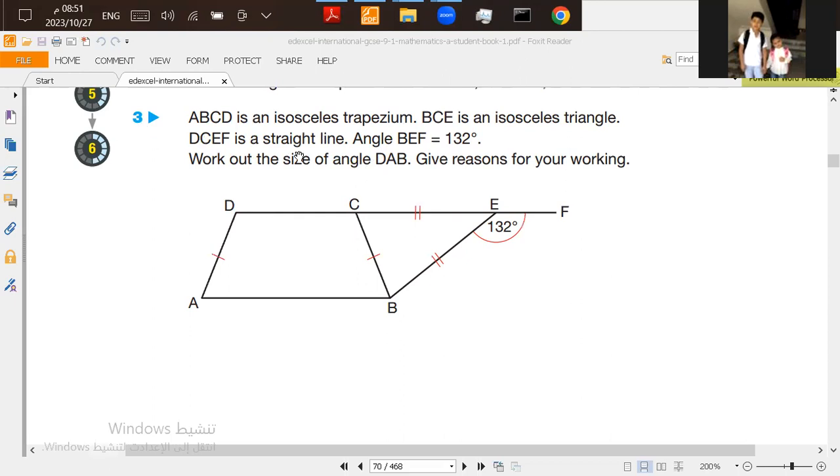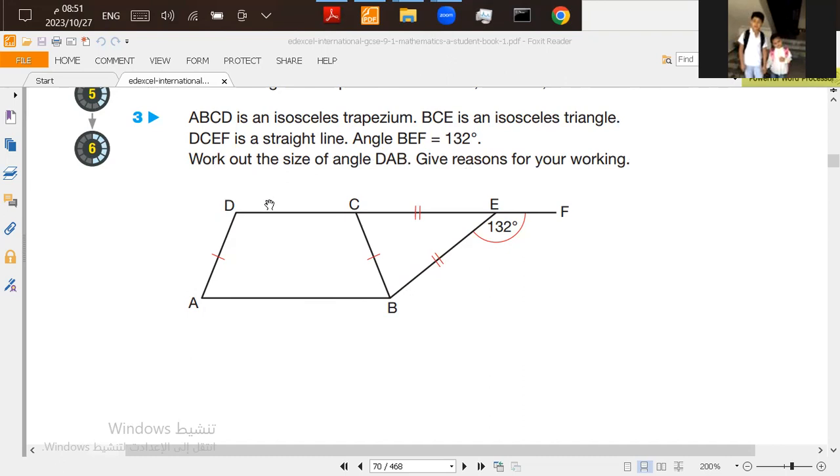And we talked about the isosceles trapezium. We said it is a trapezium that has two sides which are the same and two base angles which are the same. Even here the base angles will be the same. Now the question says that BCE is an isosceles triangle. This one, BCE, is an isosceles triangle in which these two base angles are the same.